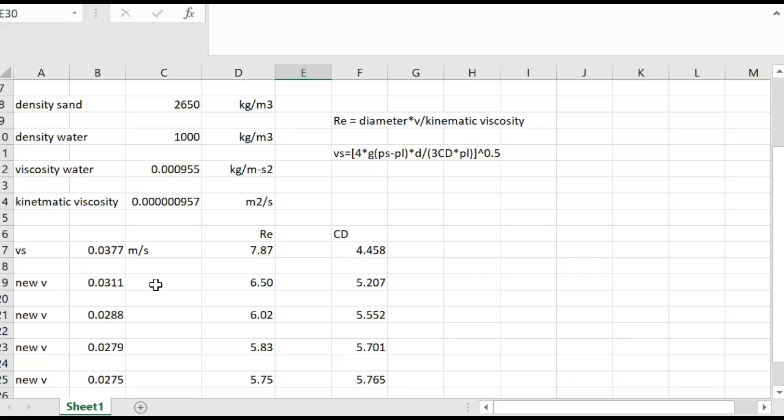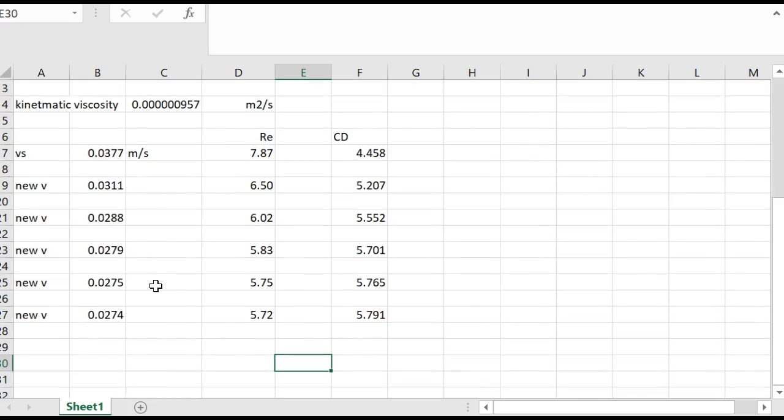Again, lower Reynolds number, higher drag coefficient, and so on, till we get down after only 6 iterations to a settling velocity of 0.027 meters per second under these conditions in the problem of example 1, and you can see that the Reynolds number is converging and the drag coefficient is converging.